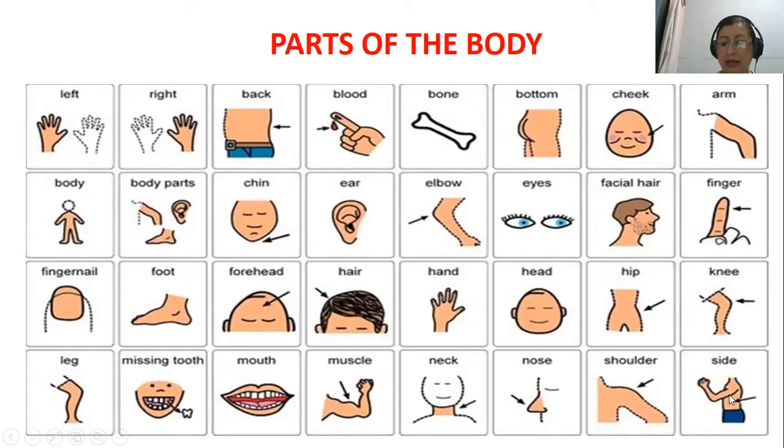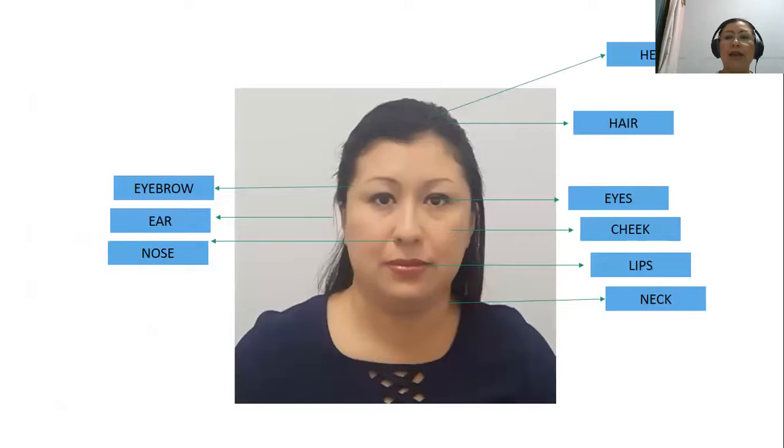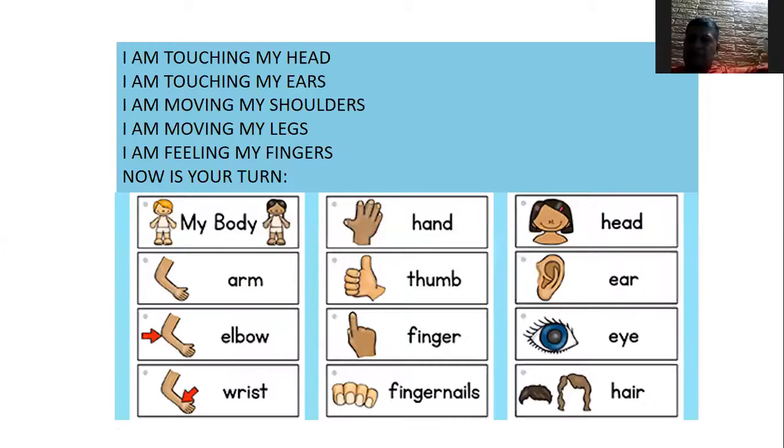Okay, those are general parts of the body, right? And I have here myself, just to illustrate. I don't have a different face. That's a good picture, teacher. Thank you. Okay, that's the head, right? That's my head. My hair, my eyes, my cheek, my lips, my neck, my nose, my ear, my eyebrow, okay? So this is the face. These are the parts of your face, right? Okay, let's continue. Eyebrow?